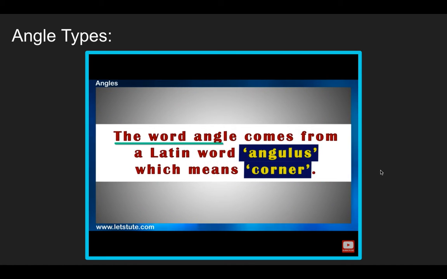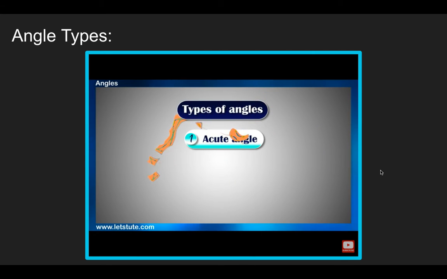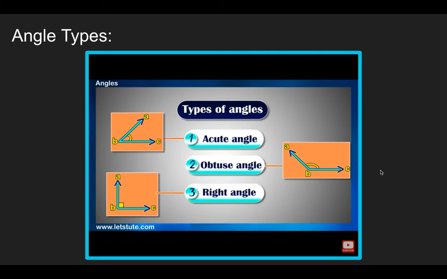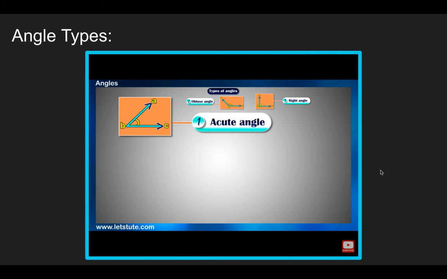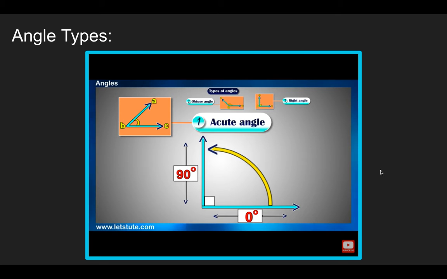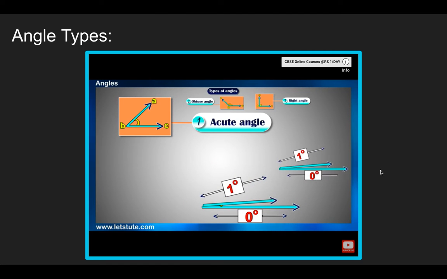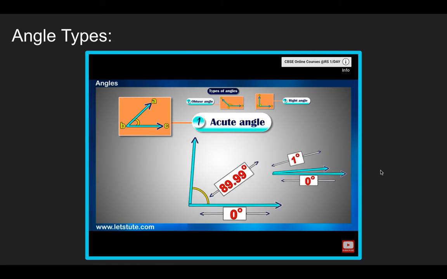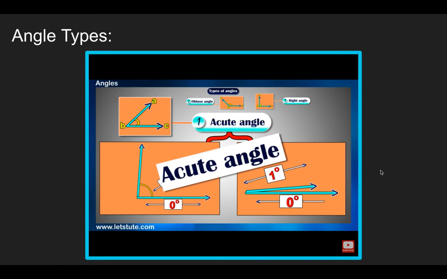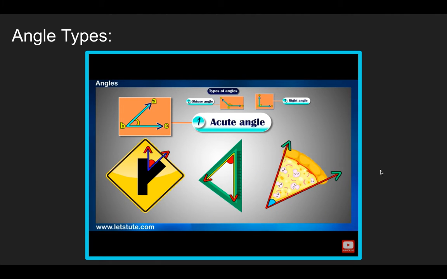And the word angle comes from a Latin word angulus, which means a corner. So a few basic types of angles are acute angle, obtuse angle, and right angle. Acute angle, where acute means sharp, and these angles measure anything between 0 degrees and 90 degrees. Well, an angle which may have a measure of 1 degree or maybe 89.99 degrees, but both will be acute angles only.